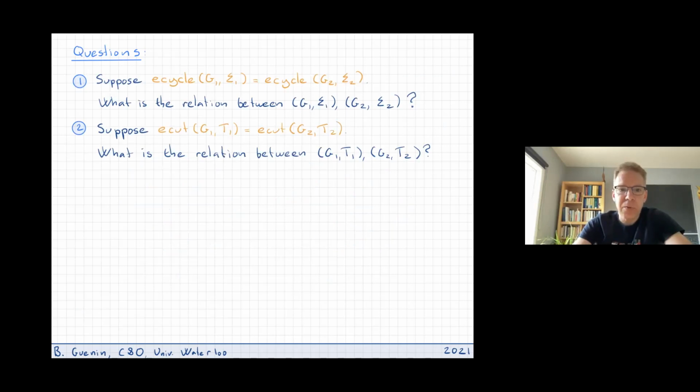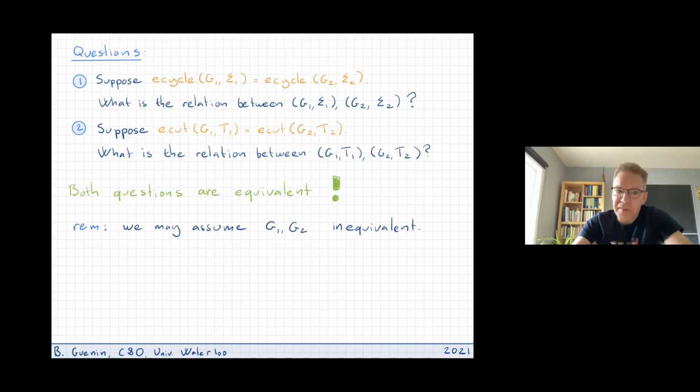All right, so those were the two questions. And well, you already noticed that I gave you somehow the same example twice. Except for the first example, I gave a signature, and for the second example, I gave a bunch of terminals. But the underlying pair of graphs was the same. And in fact, this is no accident. The two questions are equivalent. So I'm going to show you why they're equivalent.